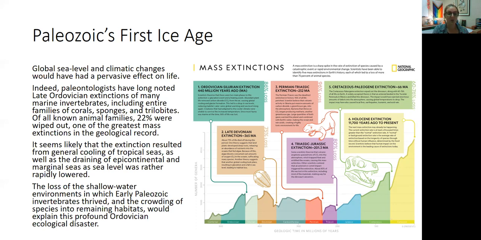Right? The loss of these shallow water environments is what caused animals to migrate to the available environments. So there was a lot of crowding in the available environments. So this caused this ecological disaster and a mass extinction.